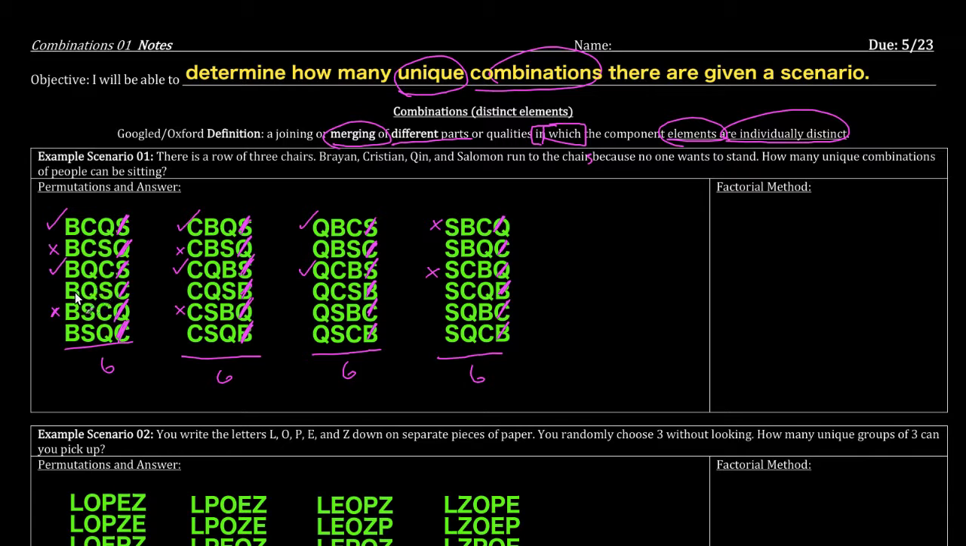So now we have Brian, Quinn, Solomon. I guess we can put a question mark. Brian, Quinn, Solomon.